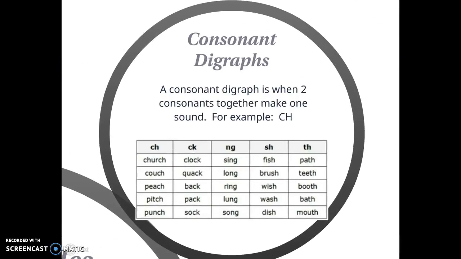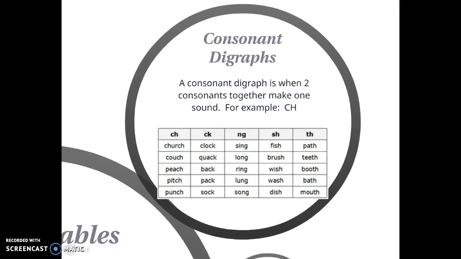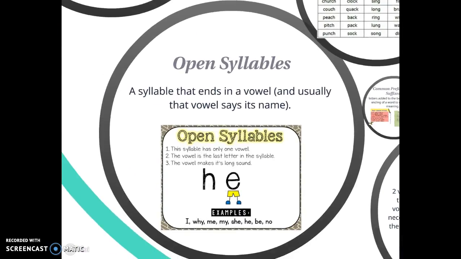Consonant digraph is when 2 consonants come together to make one sound. You cannot hear the individual letters in a consonant digraph. For example, CH says ch. Open syllables, it's a syllable that ends in a vowel, and usually it's a long vowel sound, like in the word he.